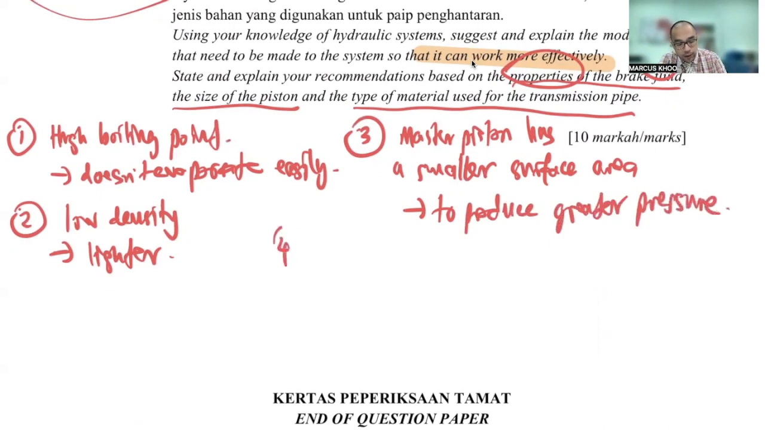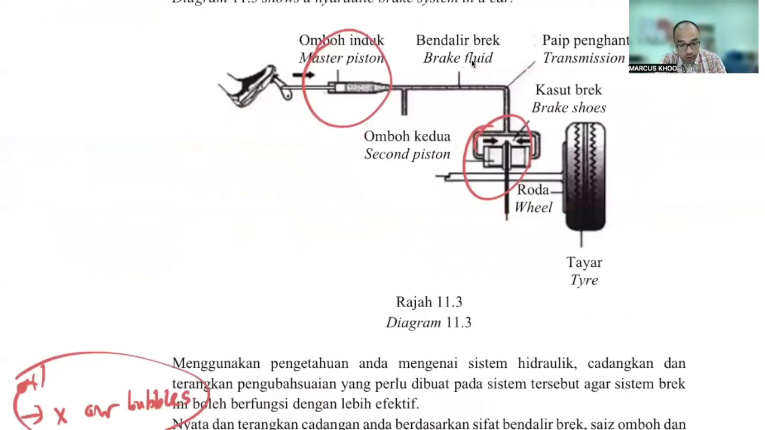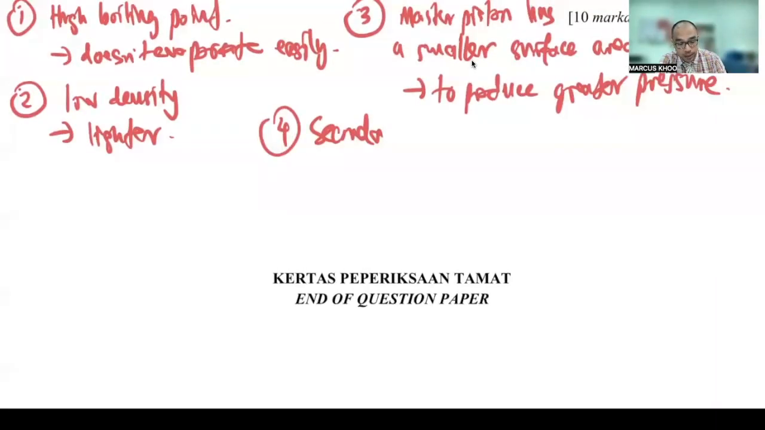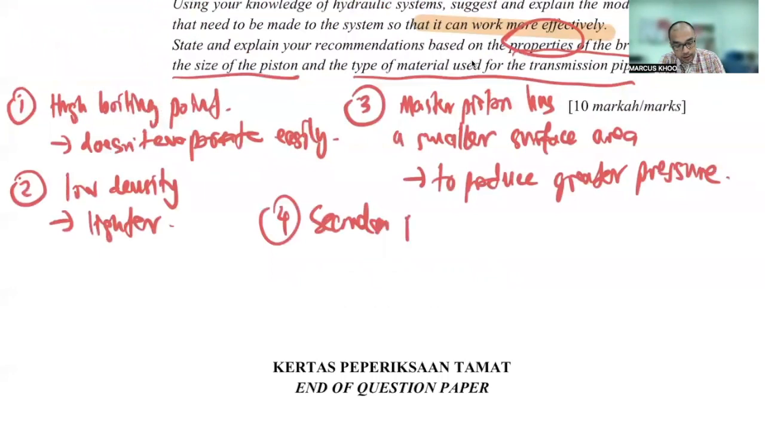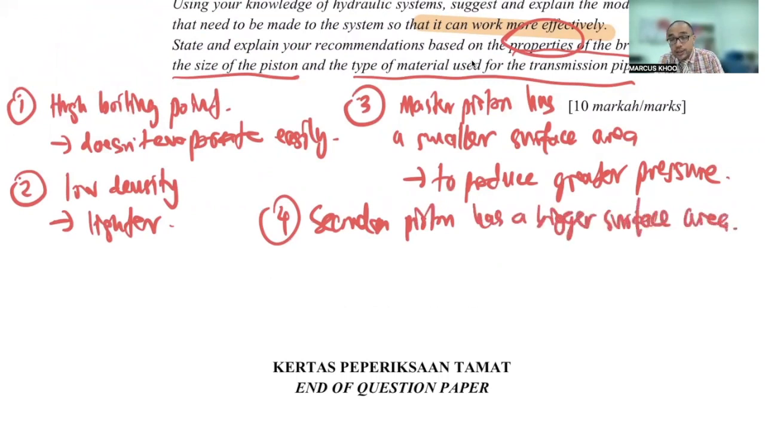And then the fourth one is the secondary piston. Is it called second piston, or secondary piston? The second piston has a bigger surface area because according to the comparison question we did just now, the bigger the surface area, the bigger the force, to produce a greater force.